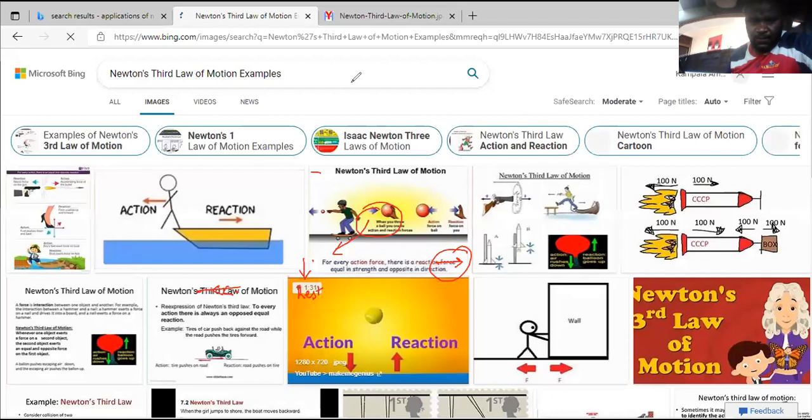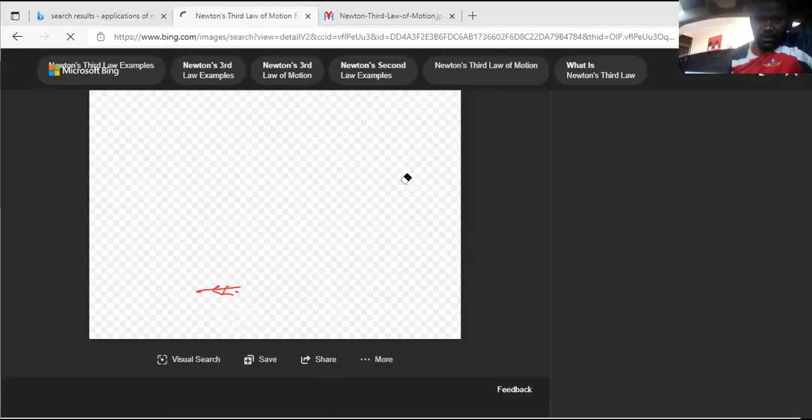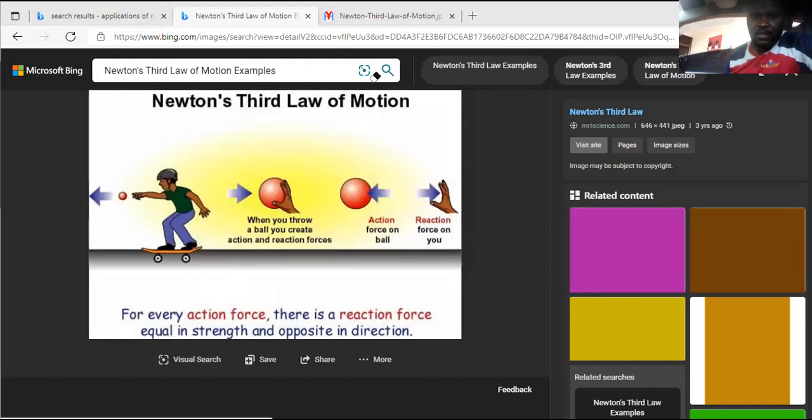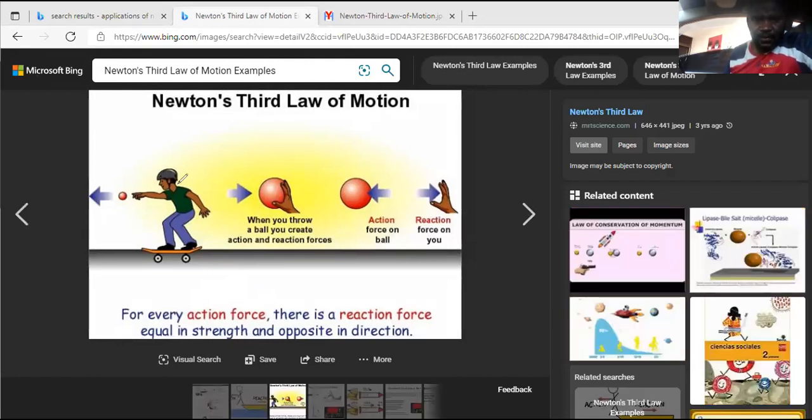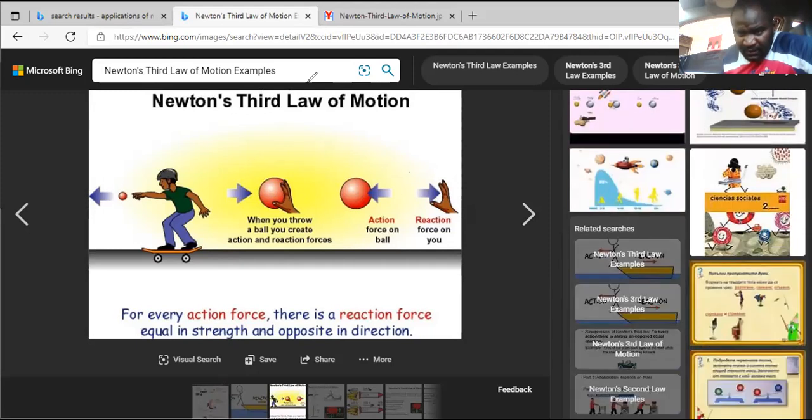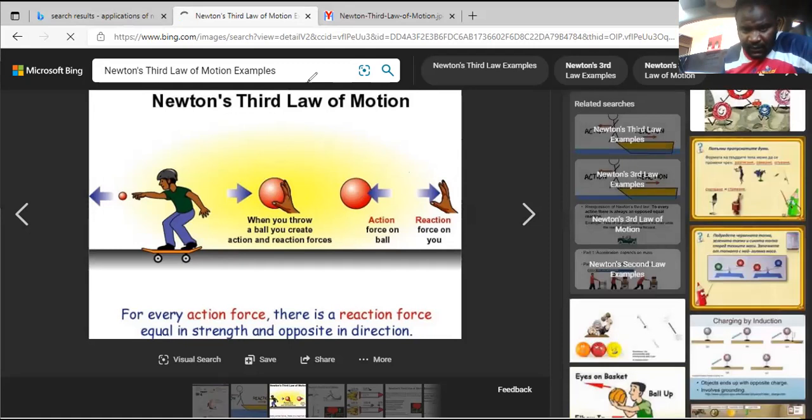Another one you can talk about. I've talked about what? Catching a throw, here it is. When you throw a ball, you create action and reaction forces. So the action force on the ball is by your hands. Then there is a reaction you get from your hands. That is the force you experience from you. Okay? That is why when you throw the ball forward, you end up seeing your hand going where? Backwards. All these can be asked to be explained. Another one I've seen here.